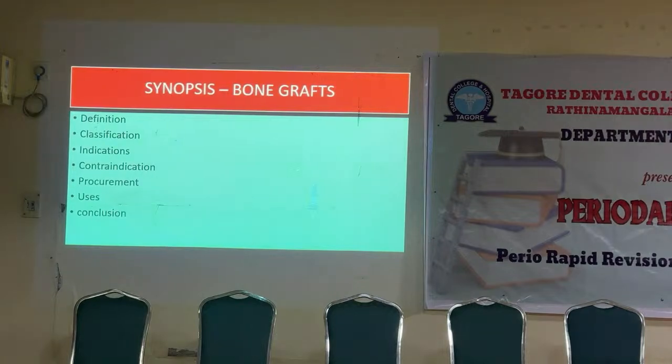Definition of a bone graft, classification. Indications for putting a bone graft, contraindications, how you are going to procure, what are the uses of bone grafts, and conclusion. So for bone graft you have to write the definition of it, classification, indications, contraindications, and then the procedures, how to procure the bones, right?